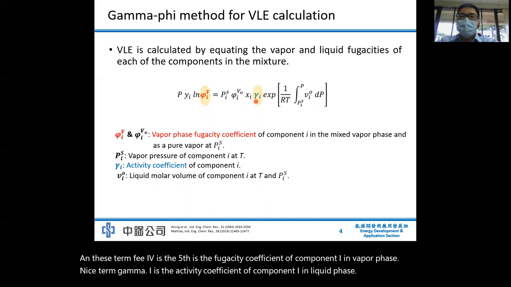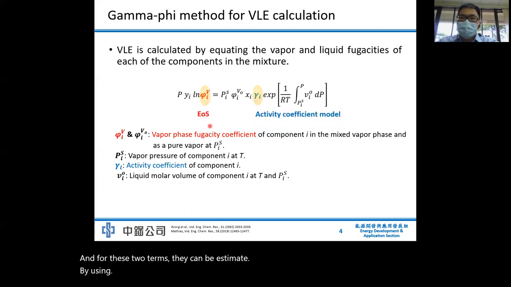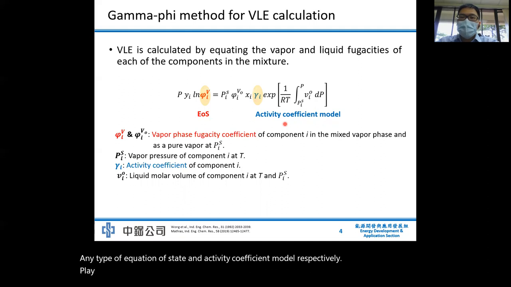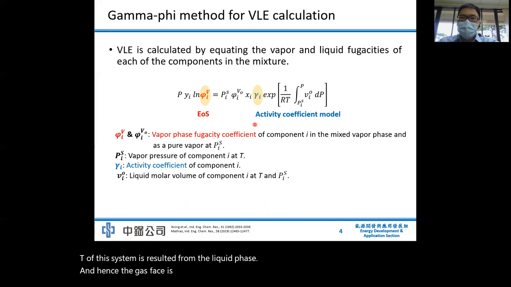And for these two terms, they can be estimated by using any type of equation of state and activity coefficient model respectively. Please be noted that when gamma phi method is applied, people usually assume that the non-ideality of the system results from the liquid phase. And hence, the gas phase is usually assumed to be ideal.